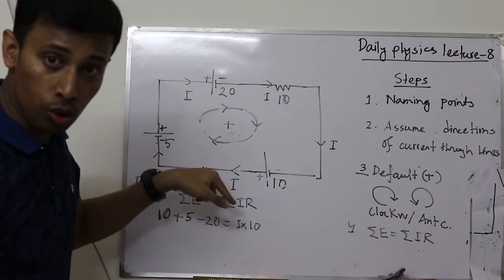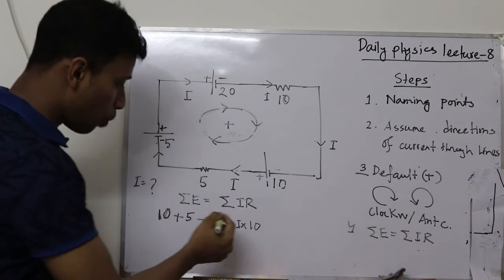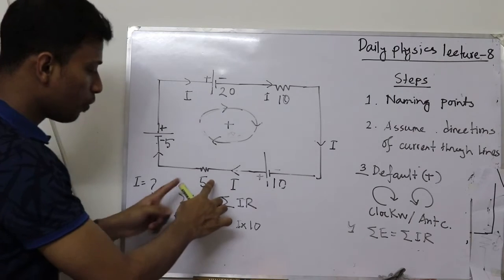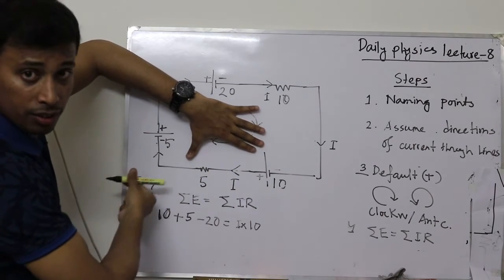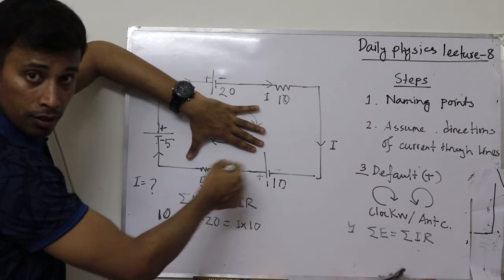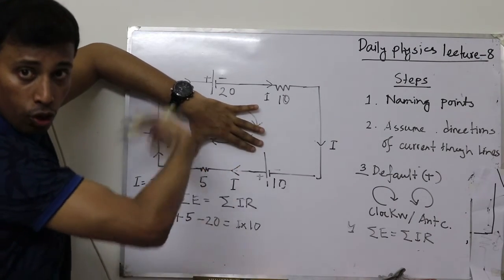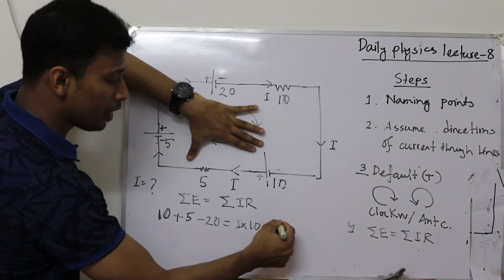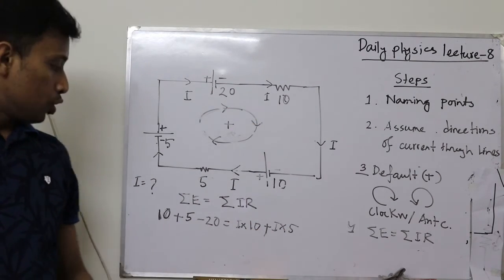Our default positive is clockwise, so this current flow is a positive current. We need not write the positive sign, right? So let's move to this 5. The current flow through 5 is this direction, right? So this will move up. That's the clockwise, right? So current flow through 5, that means I into 5, is also clockwise.